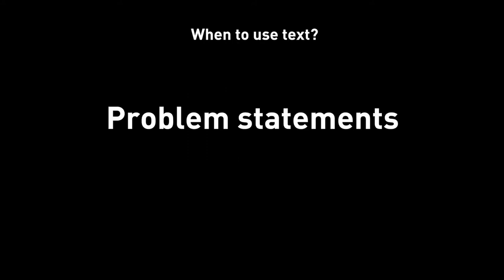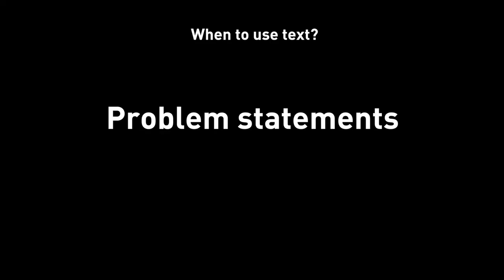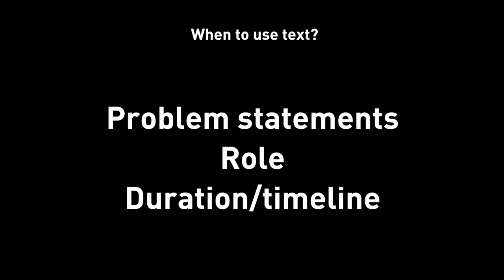For example, you might need to write about your problem statement. What is this design solving? Sometimes it might be better to just present your problem statement in pure text, maybe just one or two lines, really concisely, clearly describing and summarizing what problem your design is solving. Of course, your role: what did you do in this project? Are you the only designer doing everything, research, design, prototyping, testing? Or are you just focusing on one part of the design? And maybe the duration of the project. This project takes up 3 months, 3 weeks. What is that timeline, that time frame for this project?